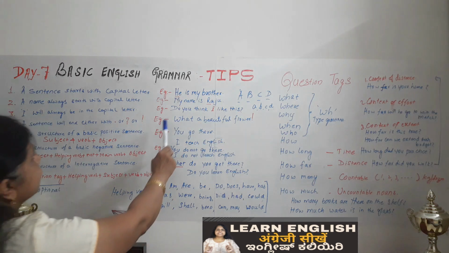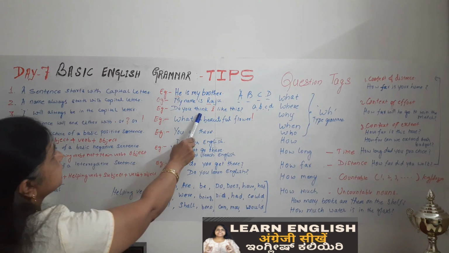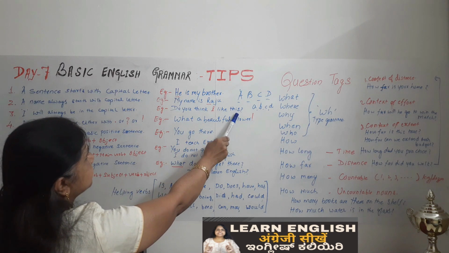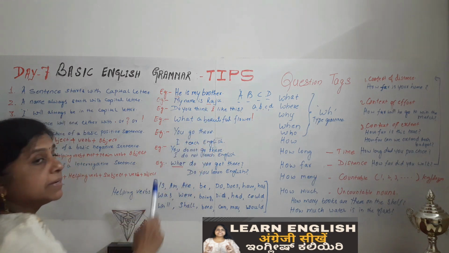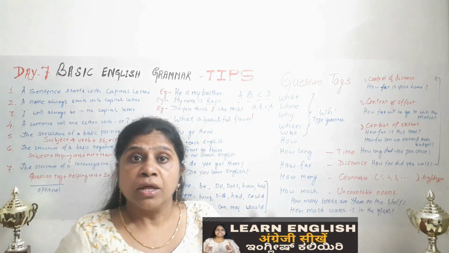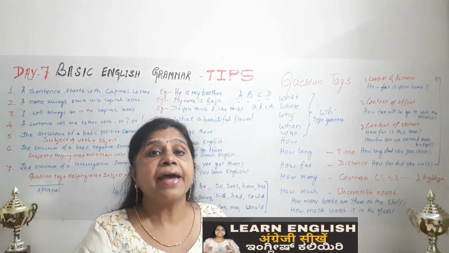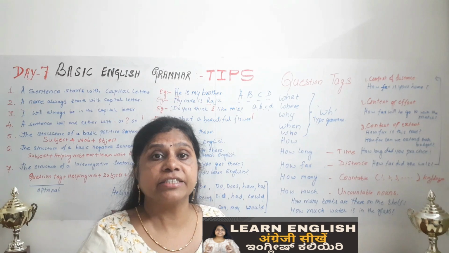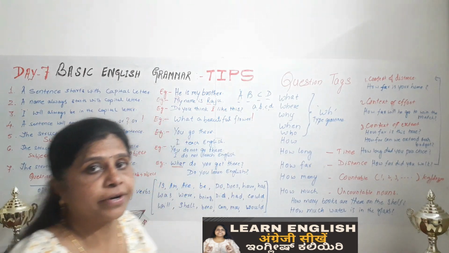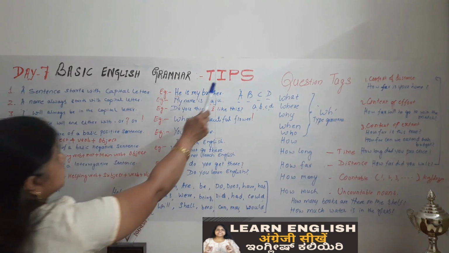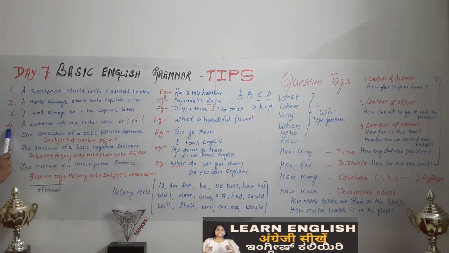Let us see. For example, do you think I like this? Do you think I like this? Here I is in the middle of the sentence. Even though the I is in the middle of the sentence, we write it as a capital letter. Alright? This is about the third tip.